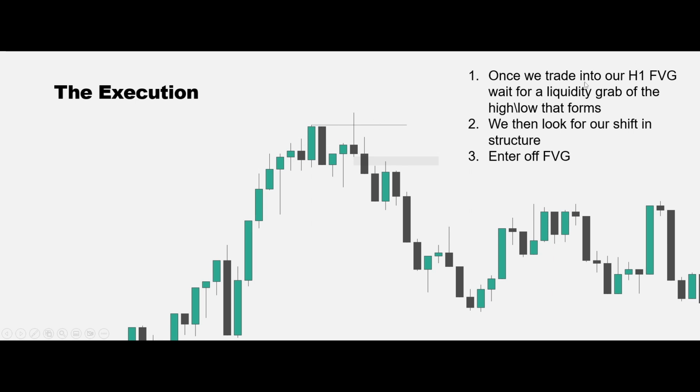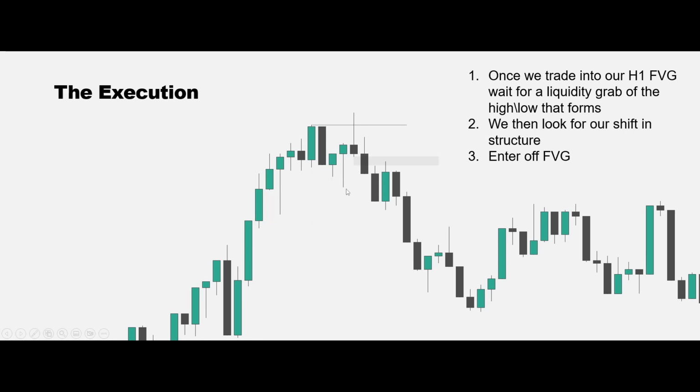Now, once we trade into our hourly FVG, we wait for a liquidity grab of the high or low that forms. In this scenario, we trade up into the fair value gap. We have a leg lower, which notice how it doesn't break any swing low inside here. A swing low is a candle that has a low and then 2 higher lows next to it. This low is equal to this low, so that is not a swing low, and we don't have enough momentum downwards anyway. Because of this, some of you may be going short down here when you've seen this happen, thinking that's a swing low when it isn't, and we haven't got enough momentum to.